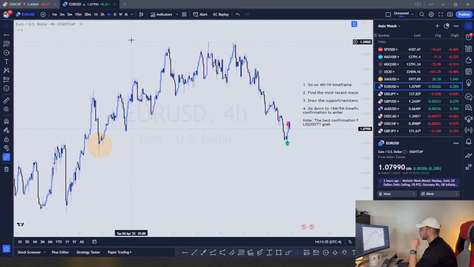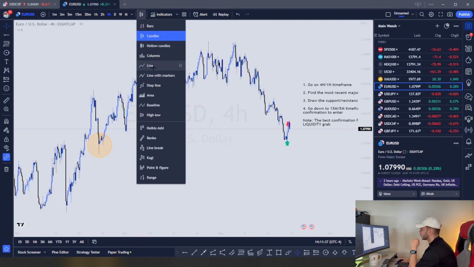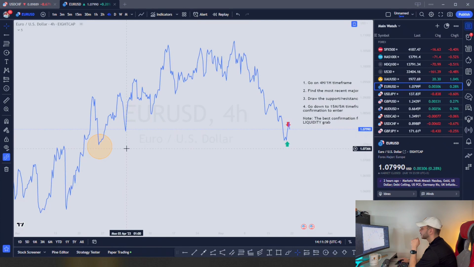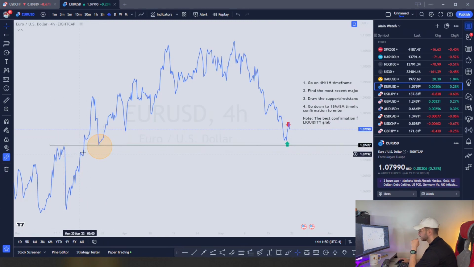Now we want to draw our lines. Now that I'm on the line chart, I want to draw my support or resistance. So I have this support area. This area is tested now. It used to be a resistance, price broke above, now acted as a support. Now when price comes back near around this area, I expect this to act as a support or a demand zone, right?